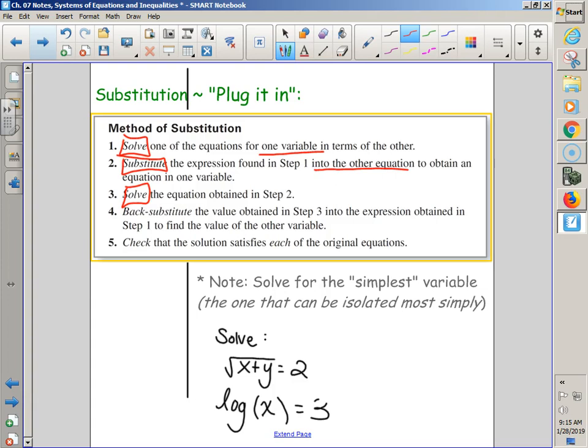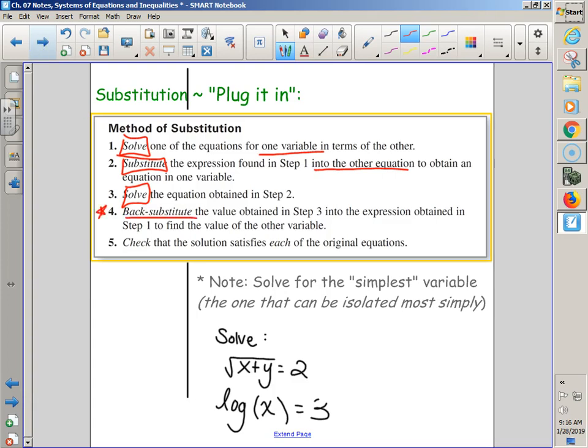Step-by-step: choose an equation, solve for a variable. Take that, plug it into the other equation. Solve that equation, the result. Number 4 says, ooh, new word. Can you at least make sure to write this new word down? I'm going to use it quite a bit this chapter. What's the new word? Back substitute.